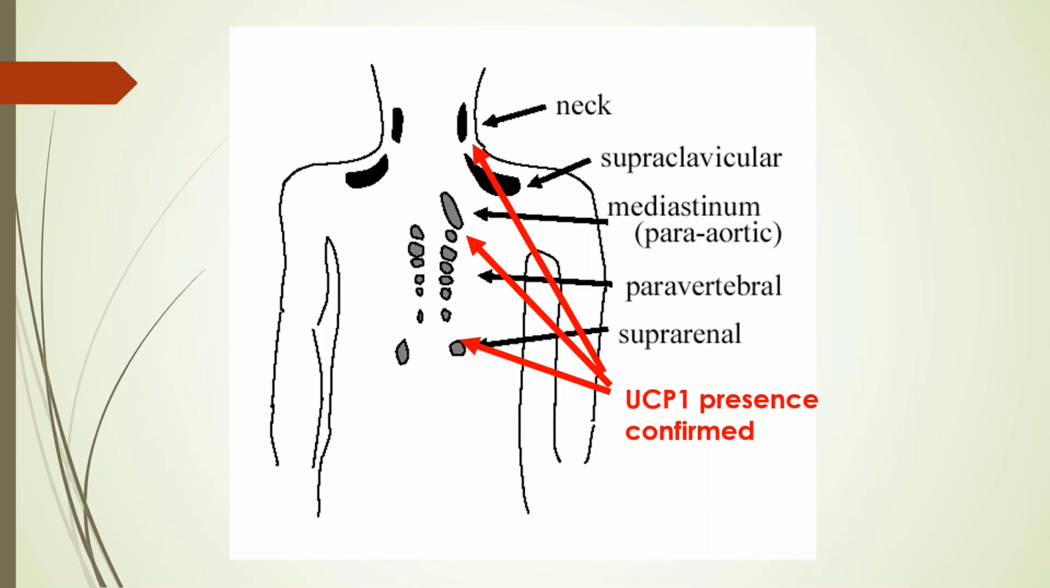Now, there were studies done in human cadavers which showed that UCP1 is actually present in those areas where the PET scan was positive. So these fat cells were not just any fat cells which were taking up glucose, but they were fat cells which express UCP1. So indeed, there seems to be a functional brown fat in adult humans.